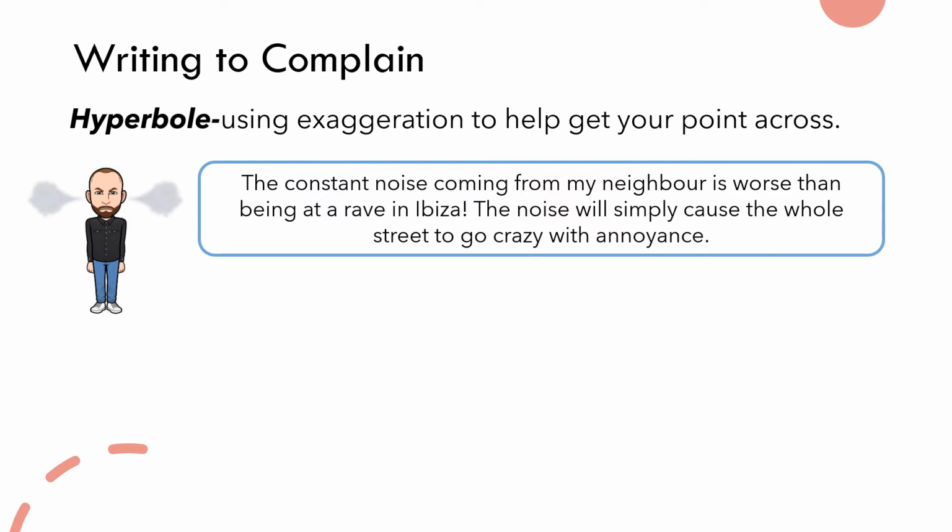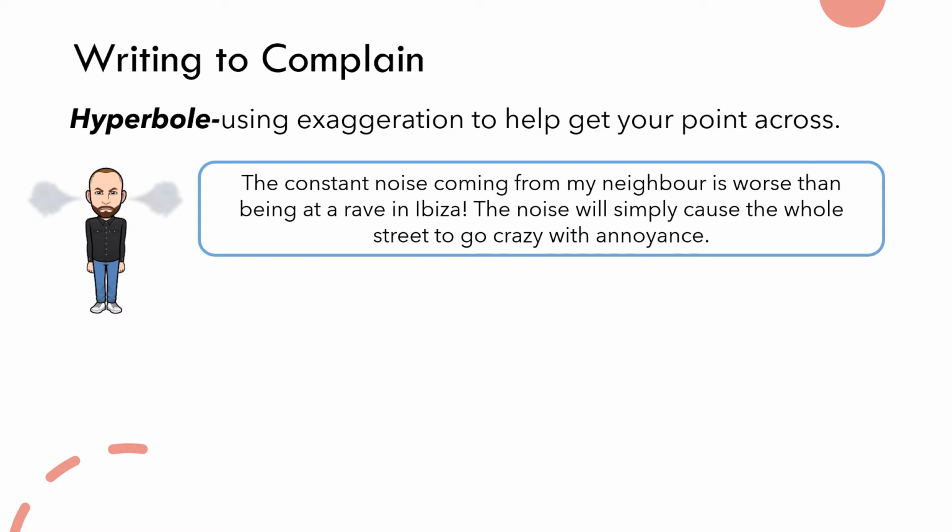So the example is, the constant noise coming from my neighbour is worse than being at a rave in Ibiza. The noise will simply cause the whole street to go crazy with annoyance. So if you look there, the bit that's really been over exaggerated here is that the noise that the neighbours are making is worse than being in a rave, so a massive party in Ibiza. Obviously it's not going to be as loud as that, but we're using that exaggeration to try and emphasise how annoying and how disruptive this family is being to the rest of the street.